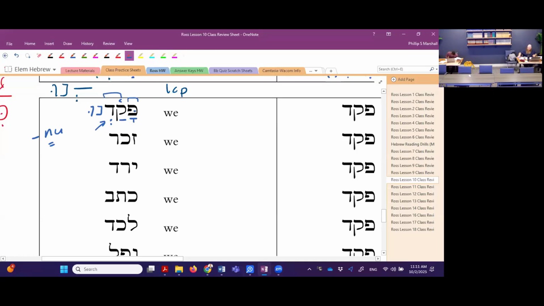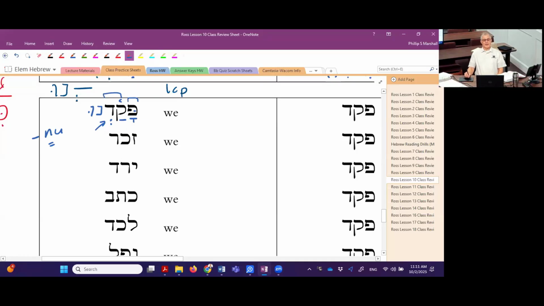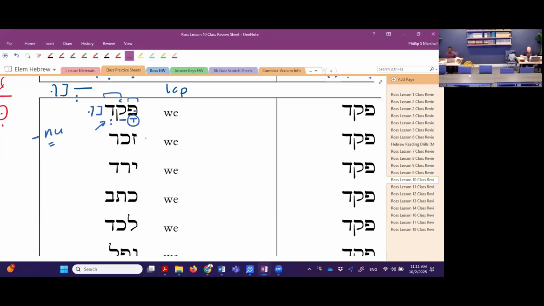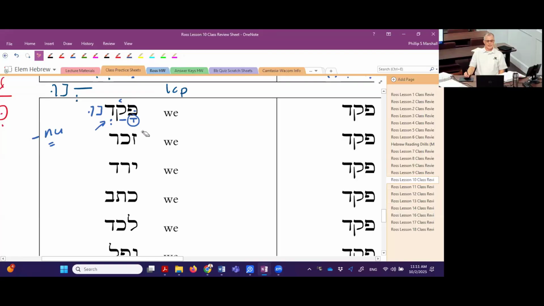All right, so I want the doggish laning. So the important thing is that I start with long A and I only reduce it if it becomes open pretonic. It's not open and pretonic. It is open here, but it's not pretonic, right? Because the accent is on root two. So I have pakad nu.